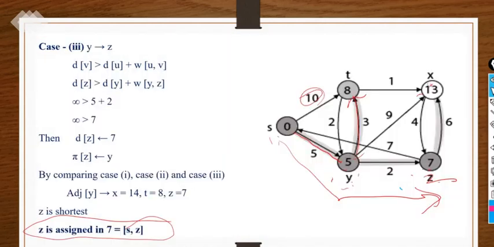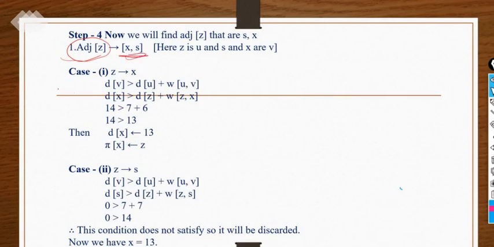What are the adjacent of z? Of course, s is the adjacent, yes, and x is the adjacent. So we have x and s. So we further divide into two sub cases.